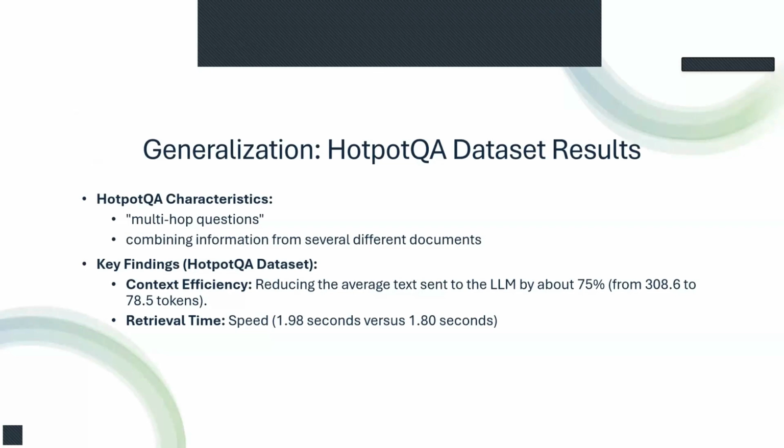And then to generalize this information, we did another dataset, which was HotpotQA. And HotpotQA is a multi-hop questions dataset, which is questions where you need to combine information from several different documents into one to answer the question. And this is much more complicated than just a RAG system finding the most relevant information and answering.